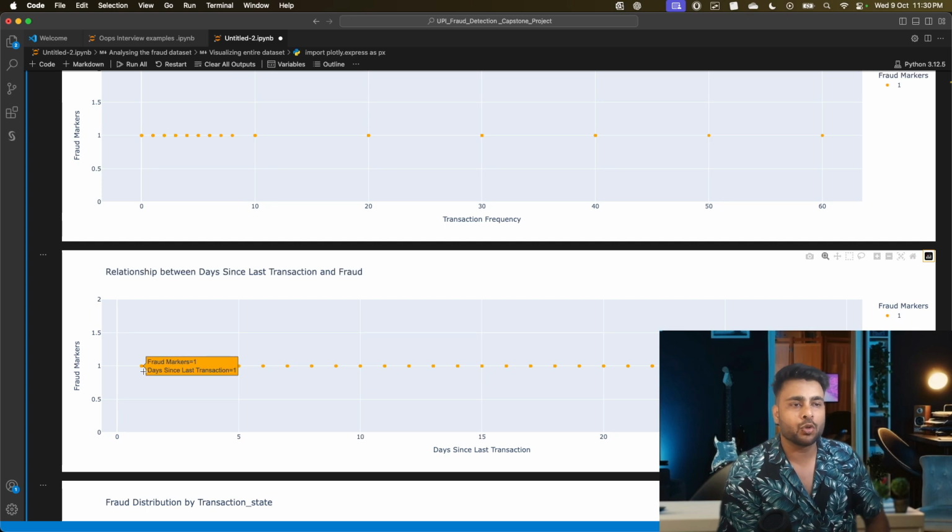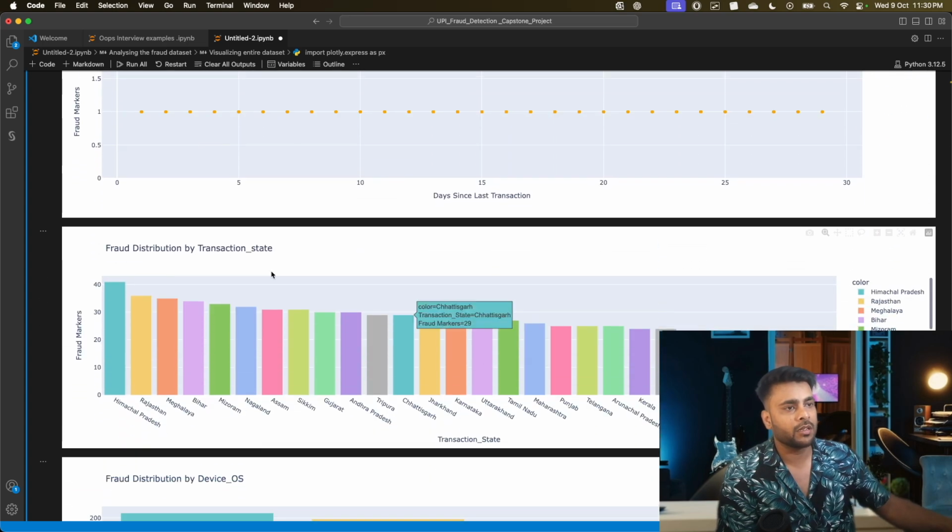So when there is no variation, it's not contributing much to our analysis. So I'm going to drop this column. Okay, so this is one analysis for me.